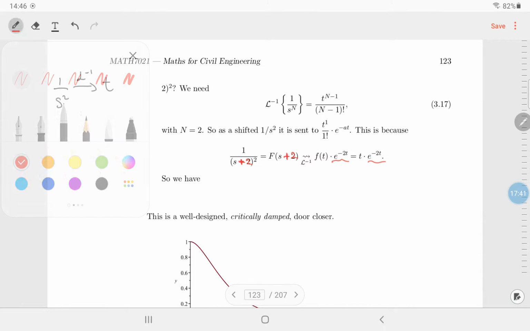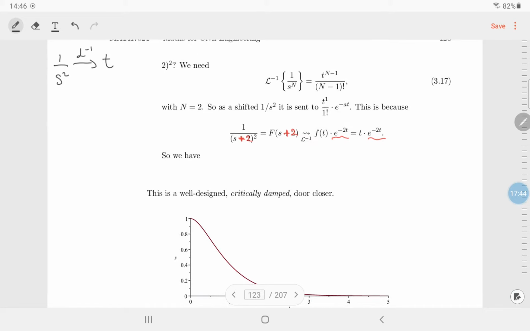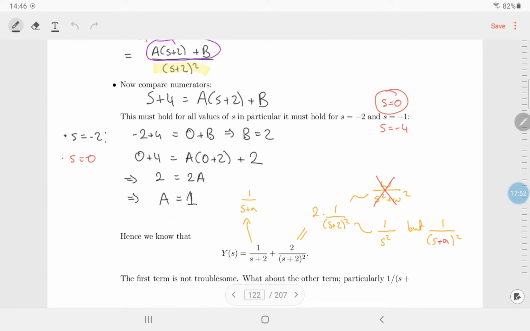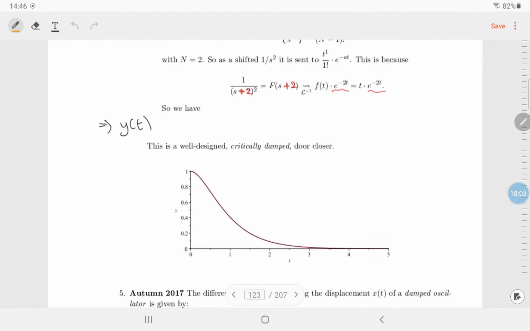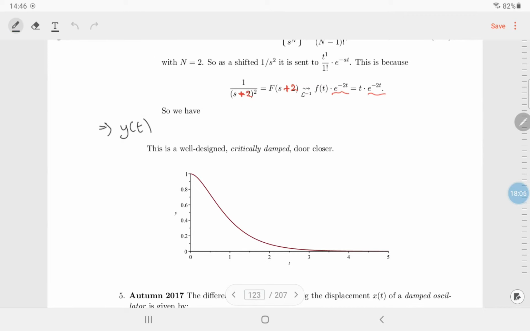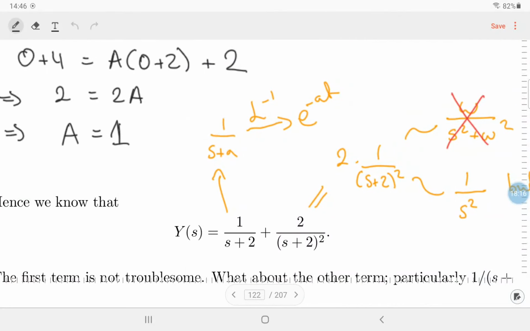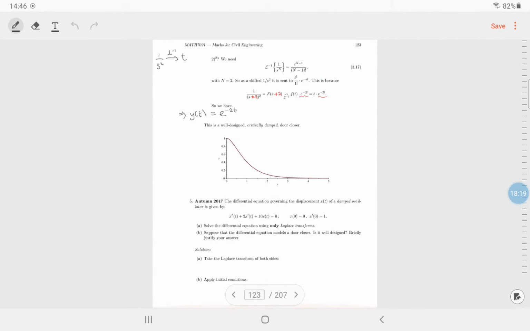Okay, so what we're going to have is little y of t. So what are we sending back? The 1 over s plus 2 is no problem. That's just going to go back to e to the minus at. So the first term is going to go back to e to the minus 2t. That's no problem. For the second one, we're going to fix that 2. So what am I talking about fixing the 2? The 2 over s plus 2 squared, I can fix the constant 2.